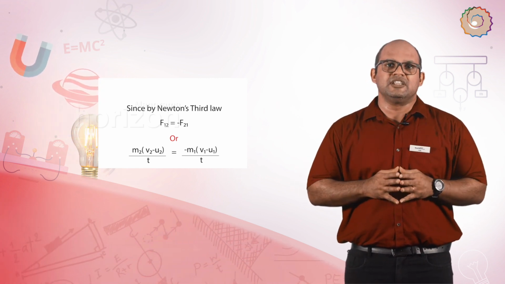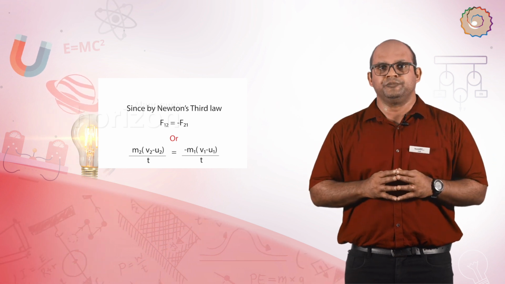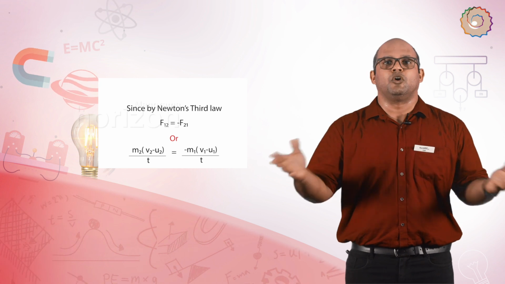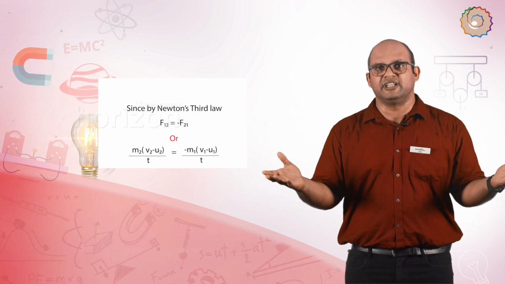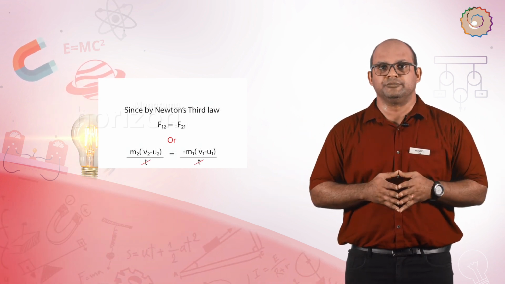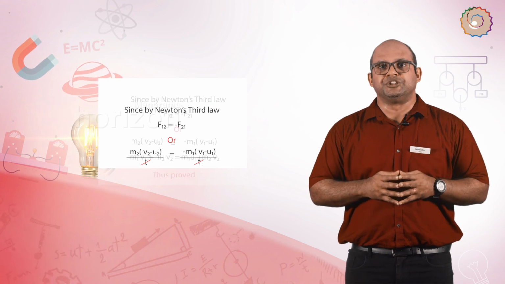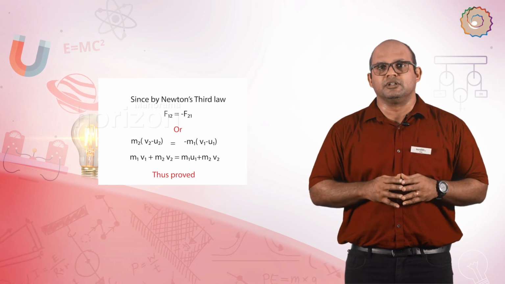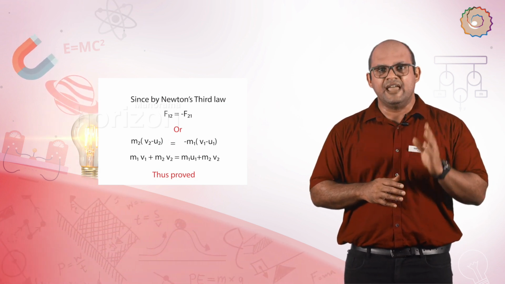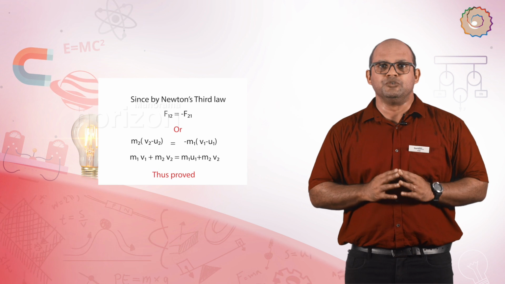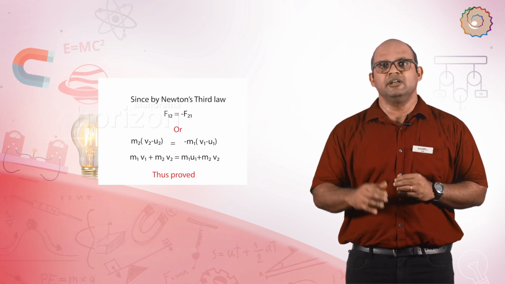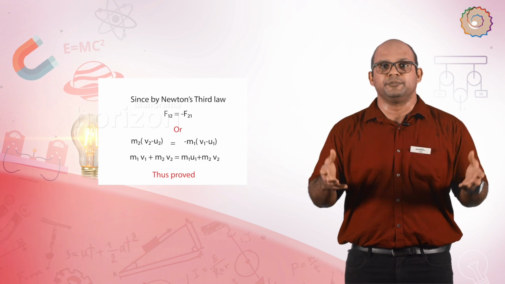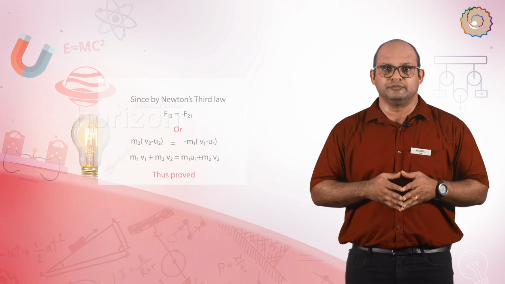If we substitute these values into this equation, at the time of collision, the time t is the same for both objects, and since it is on both sides, we can remove it from this equation. Thus, we are left with a new equation, and if we arrange the terms of this equation in a different order, we get the new result: m1 v1 plus m2 v2 is equal to m1 u1 plus m2 u2, which is the mathematical form of the principle of conservation of linear momentum.